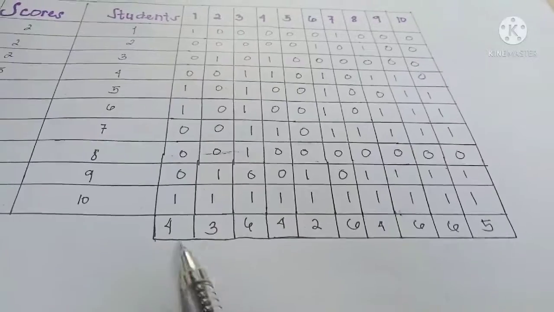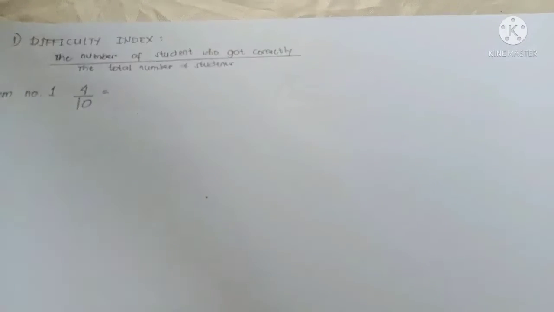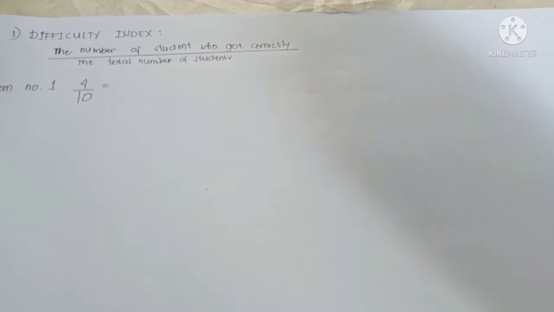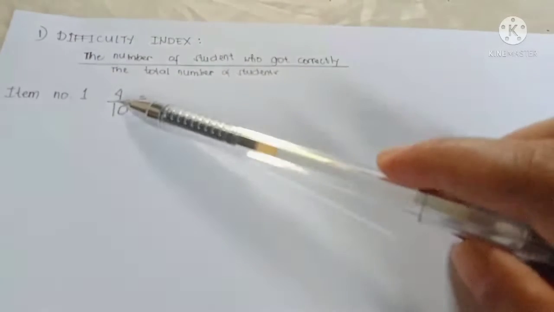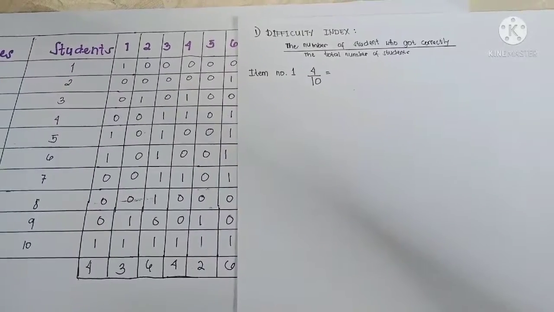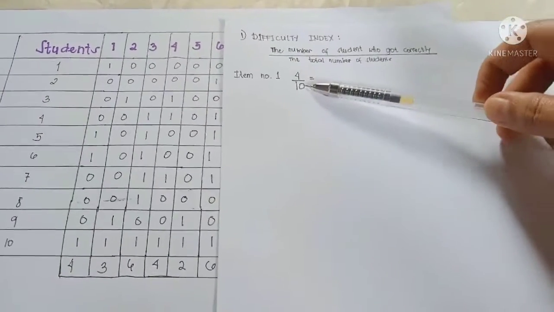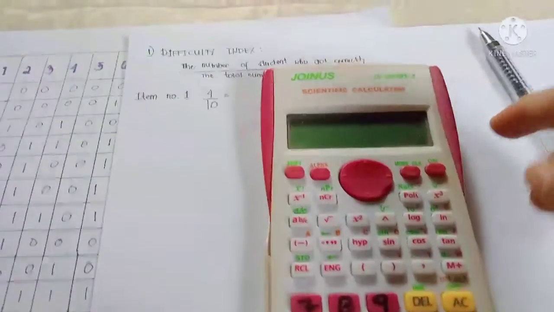So same process. Our last row is the basis for us to identify the difficulty index. The difficulty index is the first step in the item analysis. So this is our formula: the number of students who got correctly in each item divided by the total number of students. From item number 1, we have here the 4 students who got the correct answer divided by the total number of students. By the use of a calculator, we can see the answer of 4 divided by 10.